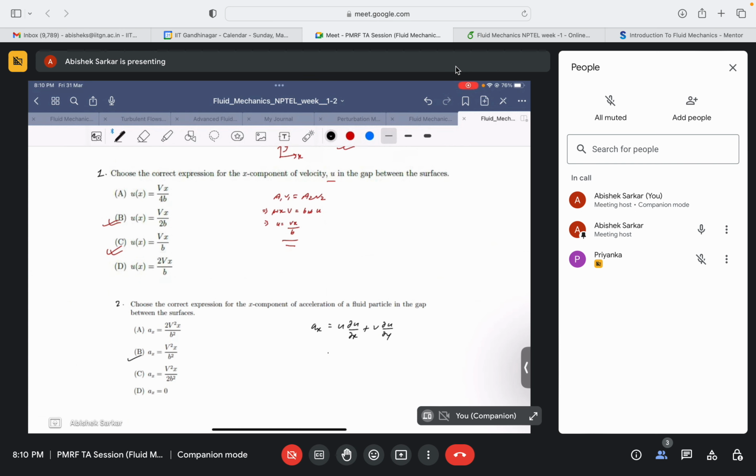So U is again given as Vx by B, and del U by del x will be given by V by B. So this will give V square x by B square. Okay. Yes, this is right.